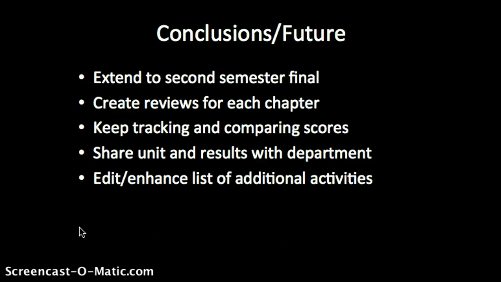Also, as I keep using this in the future, I would edit and enhance the list of additional activities. Right now, I have studyspanish.com and Kia, and I'd like to add to that as I explore and find more activities that are beneficial to my students.